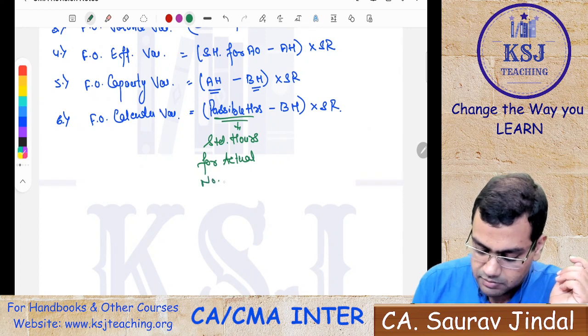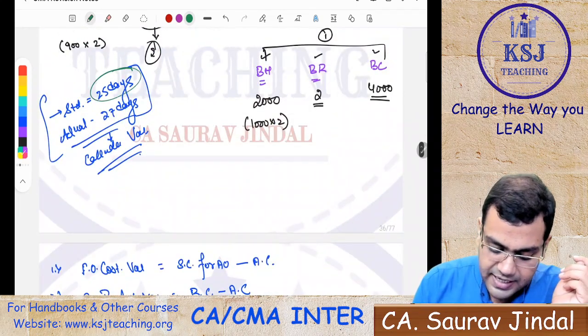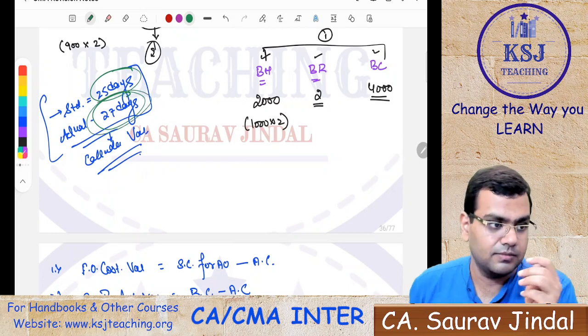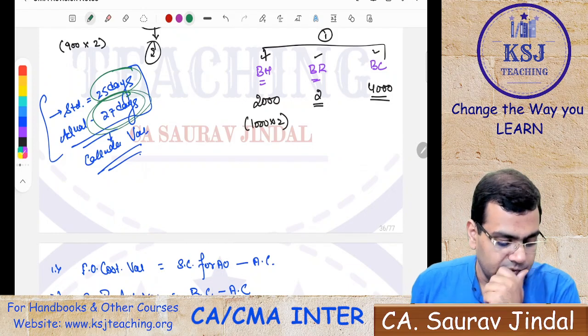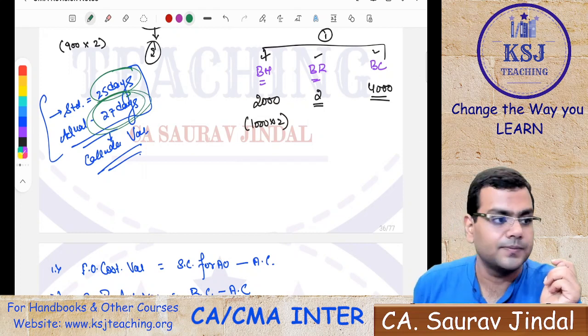For actual number of days, right? If the standards are set for 25 days and now you need to find out what is the standard for 27 days. Clear? Any doubts in this thing?